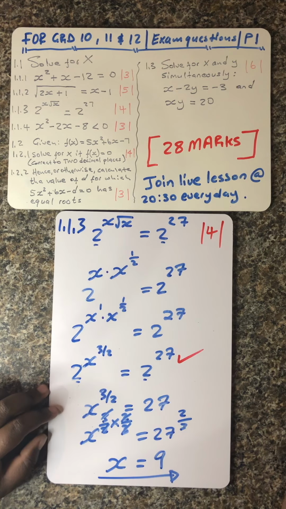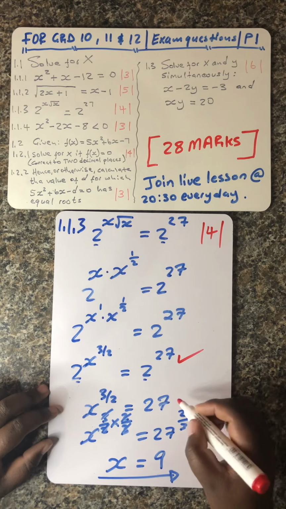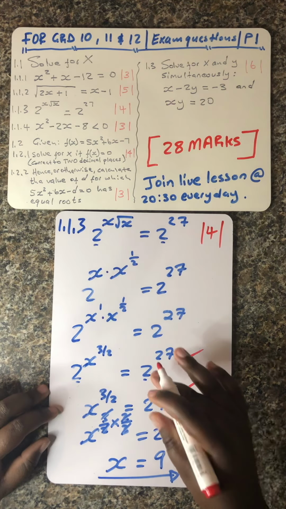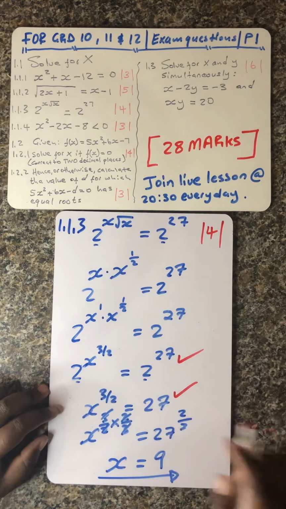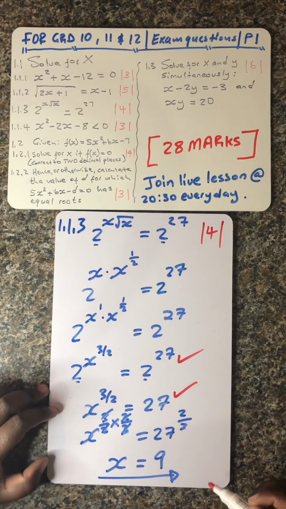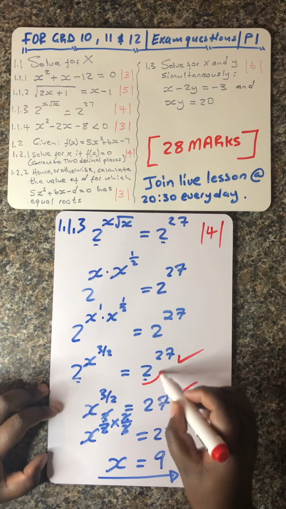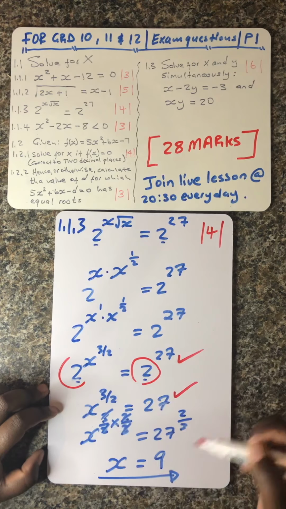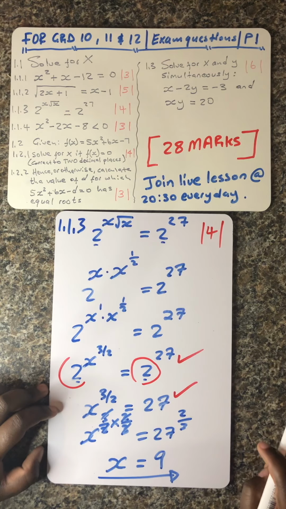The second mark, they'll just give it to you for dropping those bases and bringing the exponents, or just for equating the exponents. It shows that you understand those basic rules, that when you've got the same bases, you can just drop them and equate the exponents.